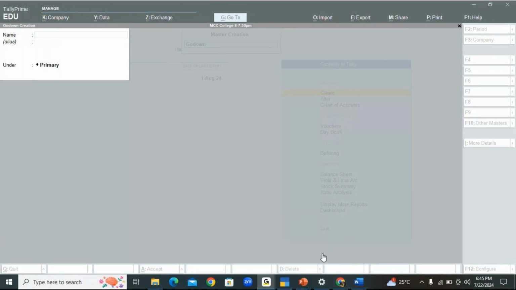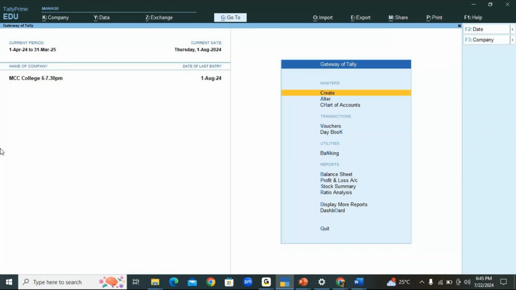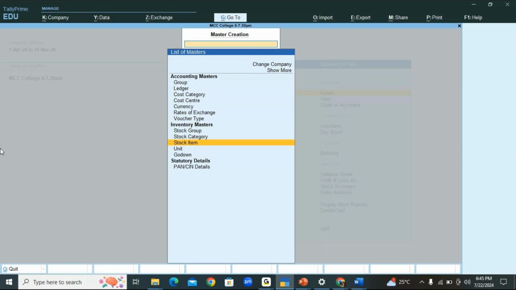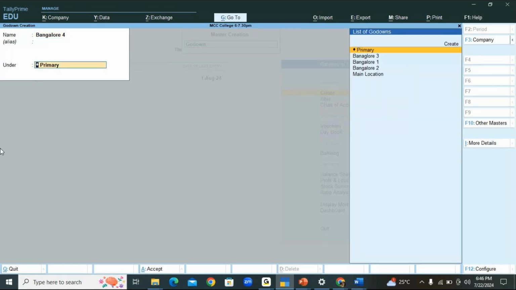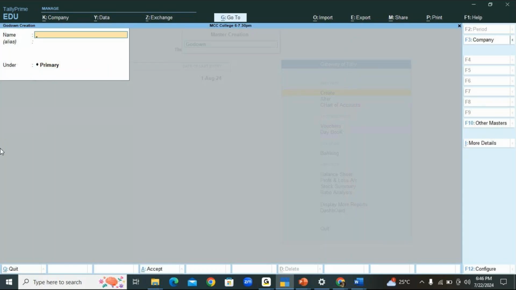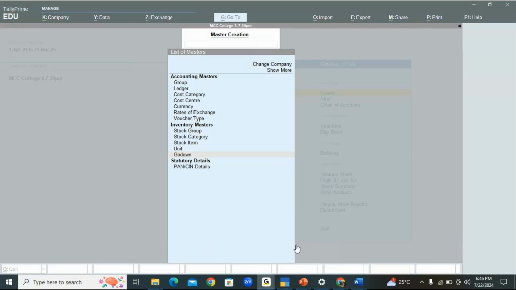Understood how to do godowns? Thumbs up. Ma'am, can you repeat once again? Okay. Go to Gateway of Tally, Create, go to Godowns, Enter, enter the name. If you want many godowns under one godown, then you will use this Under option, or else keep this Primary only and save. Did you get it? Thank you, ma'am. Please everyone do 5 godowns.